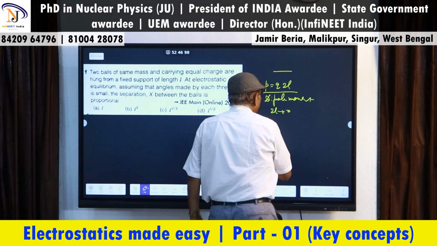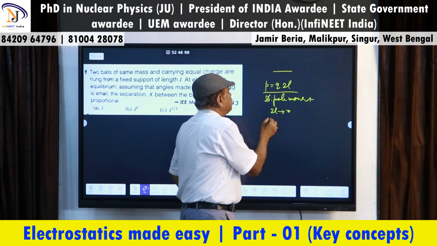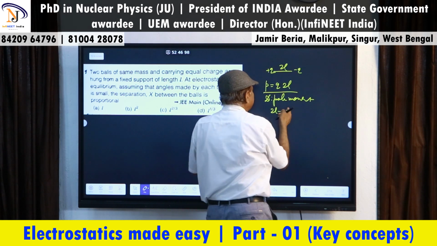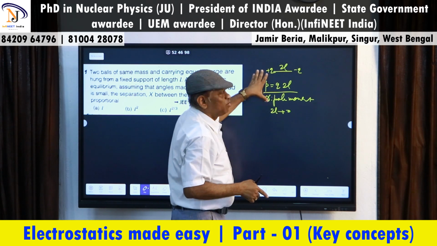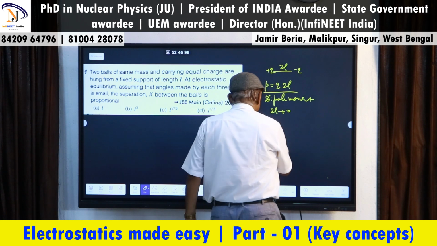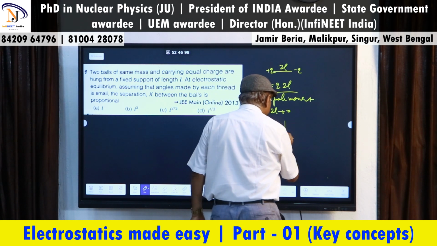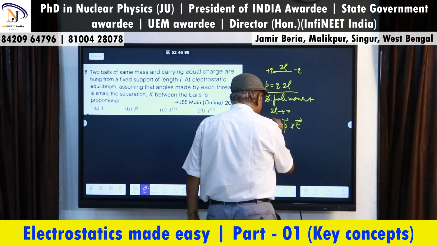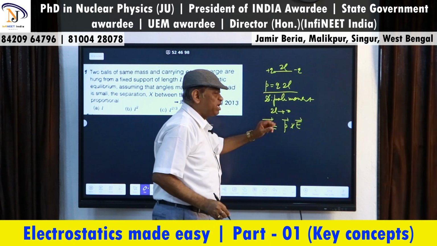As the distance between the two charges, plus q and minus q, tends to 0, if the distance is very small, then you can write this as the dipole moment. And what is tau? Tau is nothing but equal to P cross E. Tau is torque, equal to P cross E.